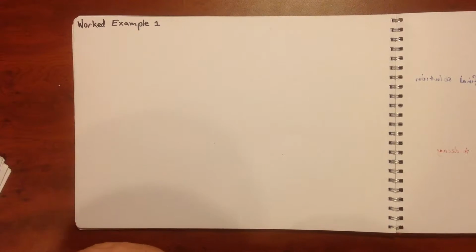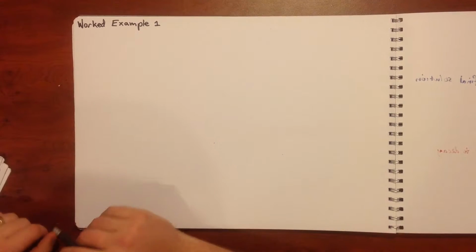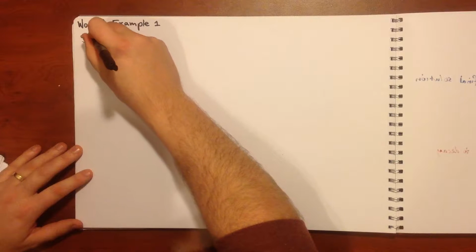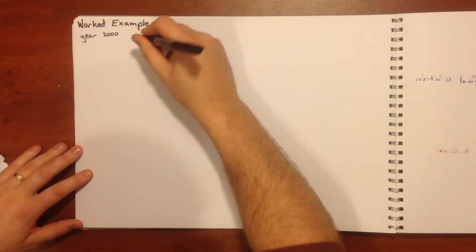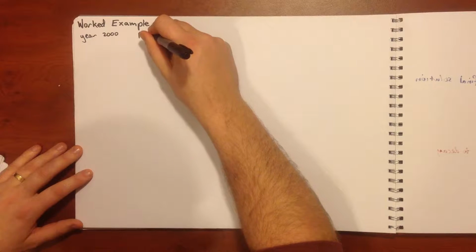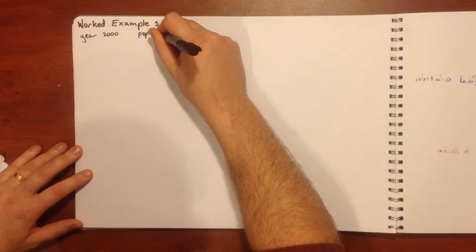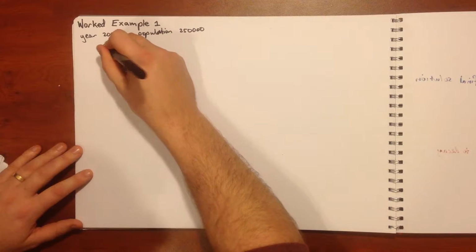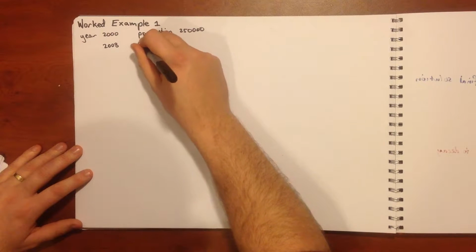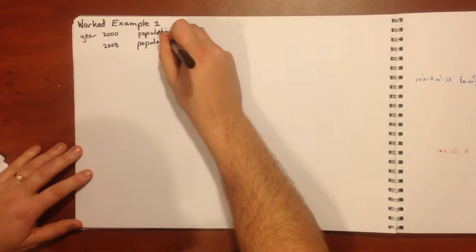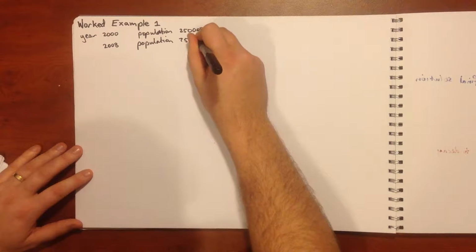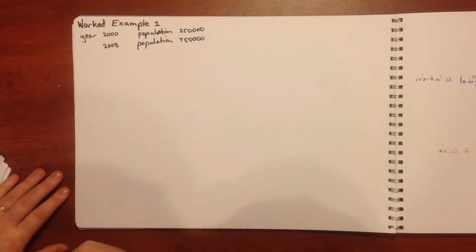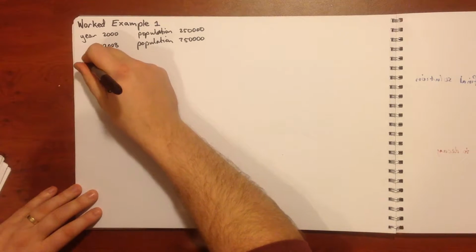Worked example 1. The population of a certain town increases at a rate proportional to the current population. At the start of 2000, our population was 250,000. In 2008, our population was 750,000. We want to express the population number N in millions, so N is in millions.